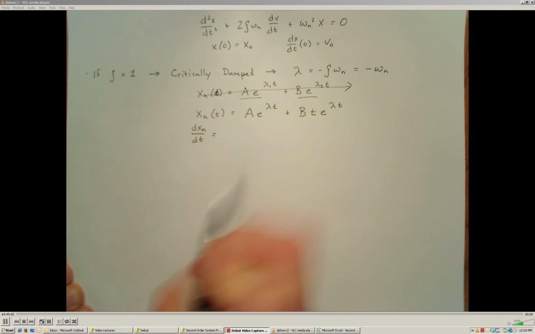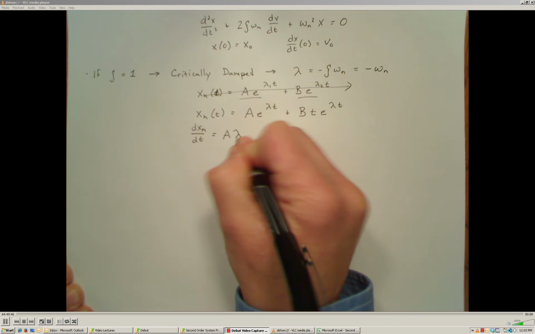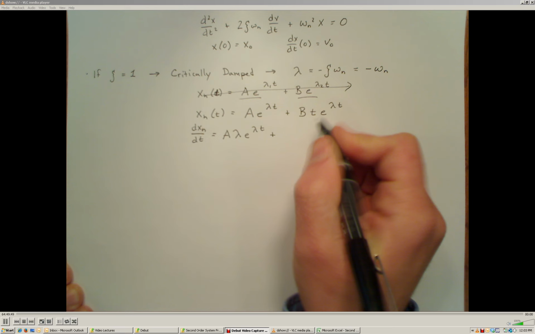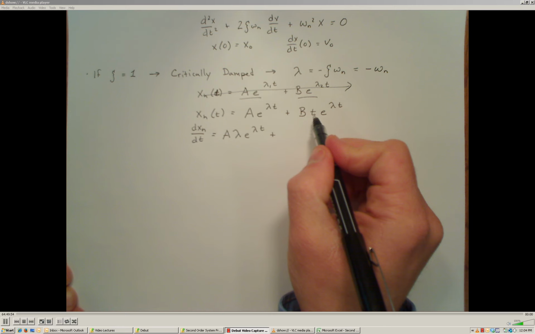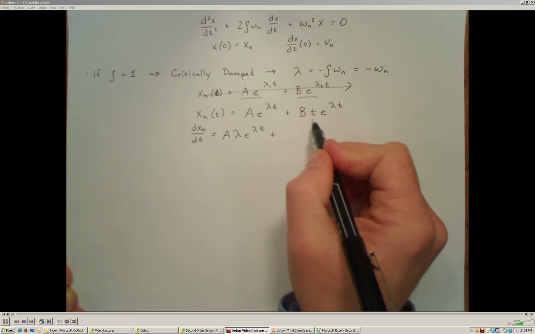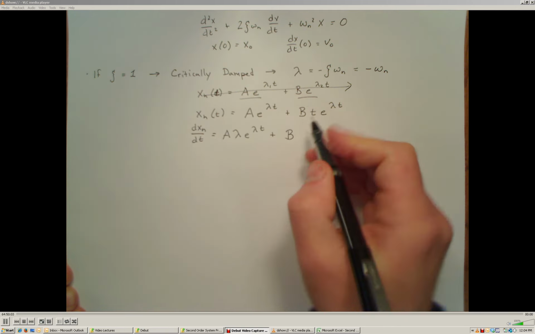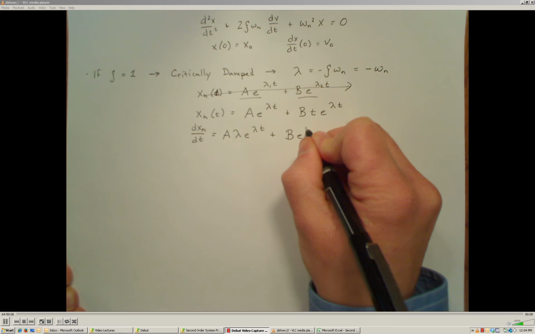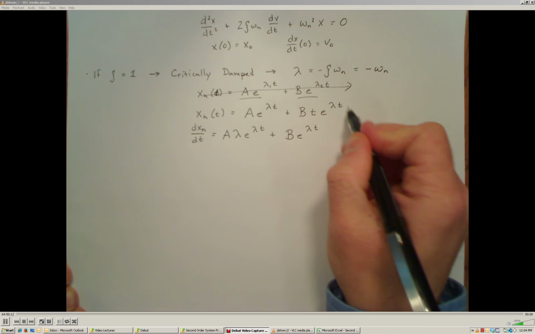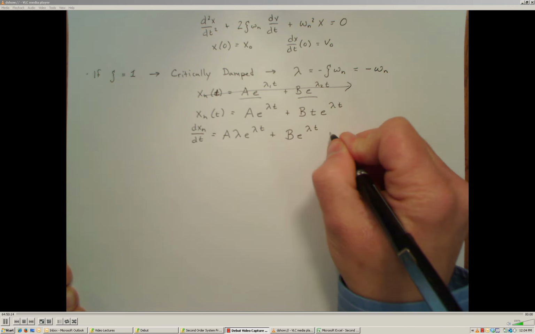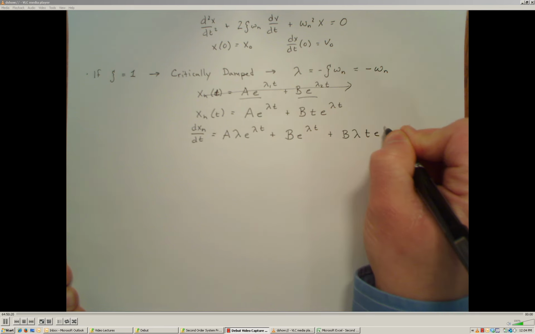All right, the derivative of the homogeneous solution for this first term will be a lambda e to the lambda t. Now here we have to deal with the product rule because we have two terms that both involve the time variable in them. So the first thing I'm going to do is take the derivative of b t, which will just be b, and multiply it by e to the lambda t. And then the second thing that I need to do is take the derivative of the exponential term and multiply it by the first term. So that will give me b lambda t e to the lambda t.